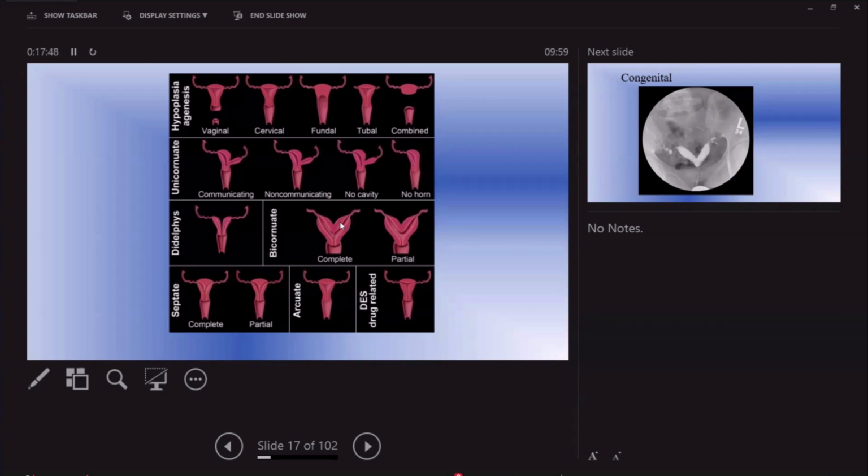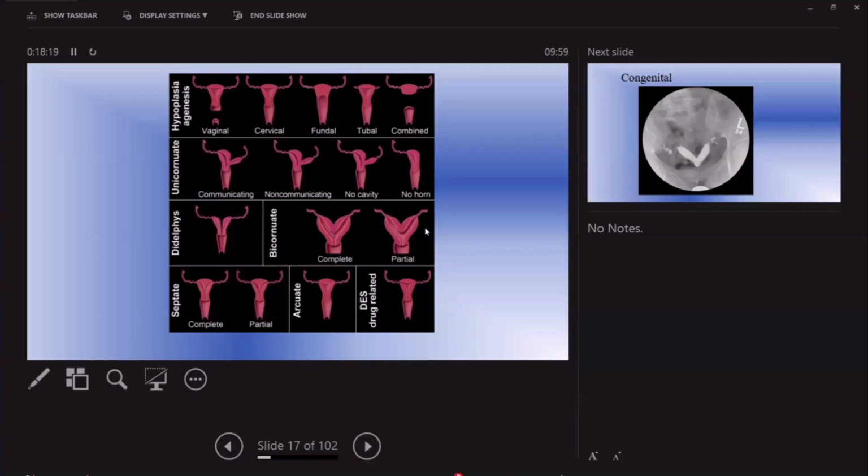So once I have a fundal dip, am I dealing with a bicornuate or a didelphous uterus? So I know that there is a dip. This dip has to be more than 1 centimeter. This is your first step because sometimes septated can have a little dip, but the dip is not 1 centimeter. So this dip should be more than 1 centimeter. If it's more than 1 centimeter, then I am dealing with one of these.